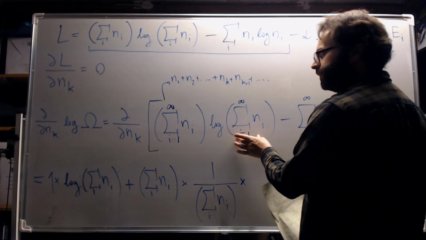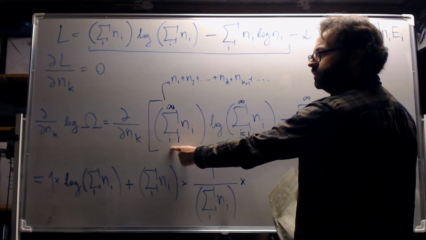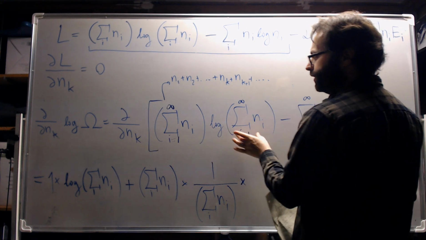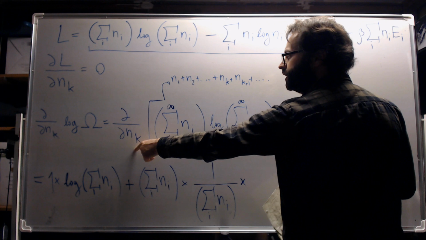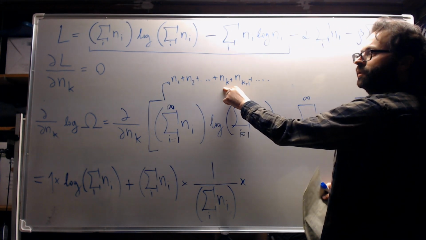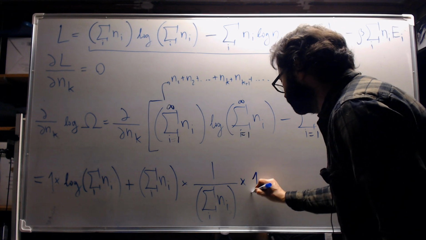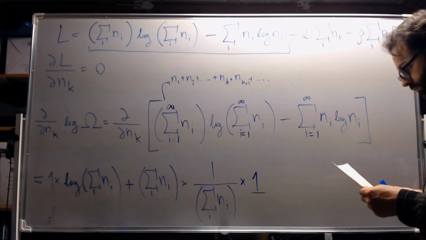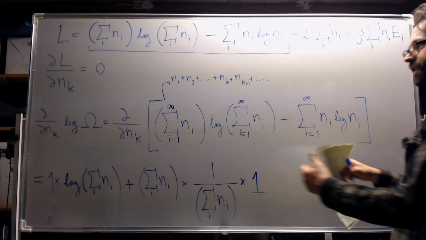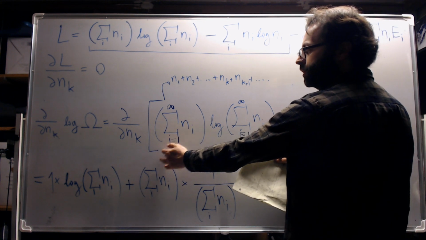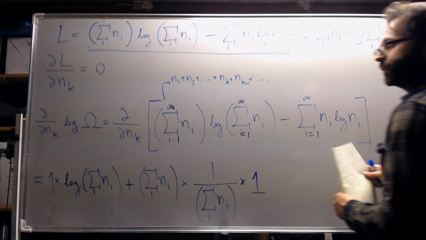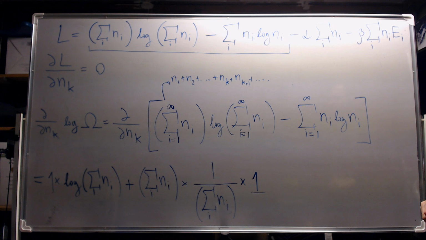But the inside function here is the same as this. We already know what the derivative of a thing that looks like this is. d/dn_k of this thing finds a single n_k and its derivative is 1. And so this is times 1. So we've dealt now with this term. We've used the product rule to differentiate with respect to some particular n sub k. Now we go on to this term.